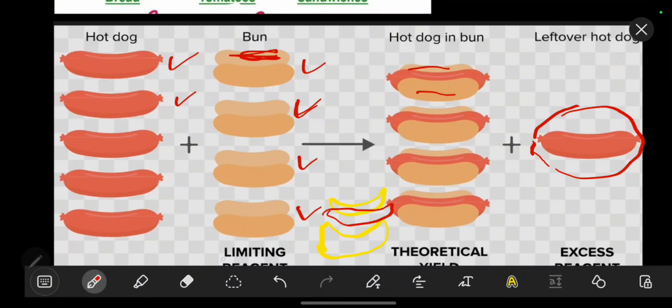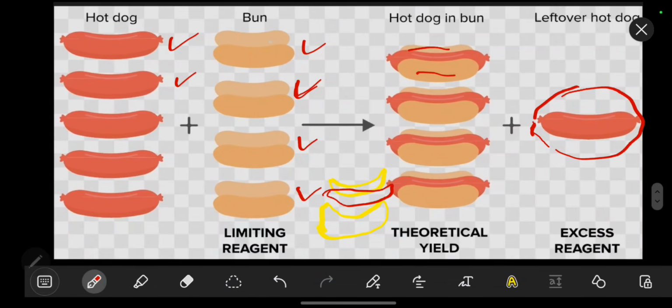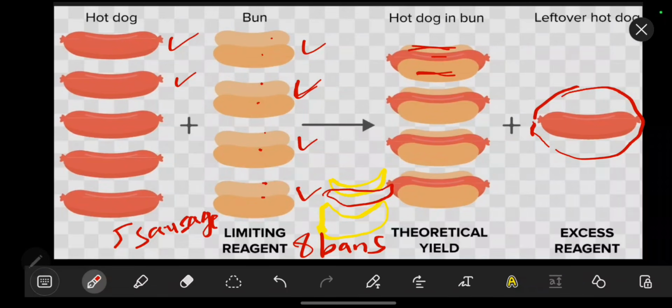Let's look at it from this perspective. If these buns are separated, then to create a hot dog you need one bun, then you put the sausage in the middle. So in total we are going to have 1, 2, 3, 4, 5, 6, 7, 8 buns, but we only have 5 sausages. Despite these numbers, we are not going to say that the limiting reagent is the sausages, since they are fewer. No, the quantitative math has to apply.